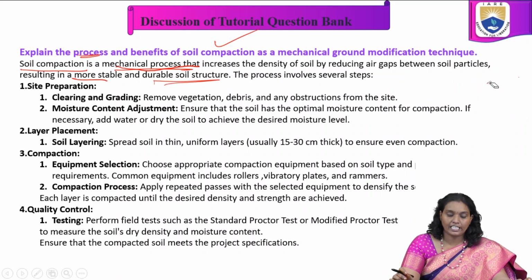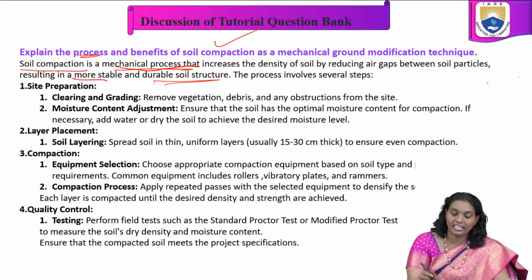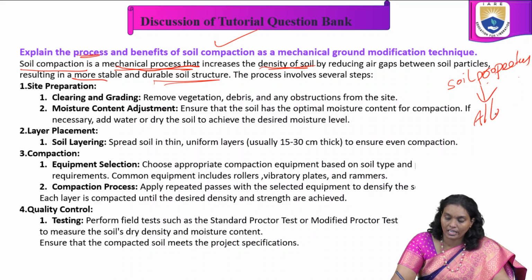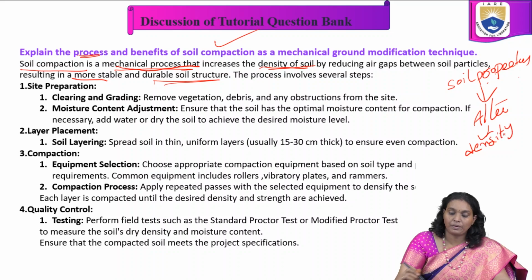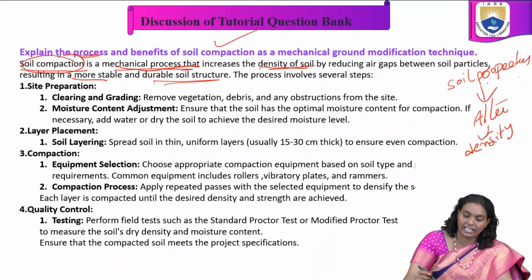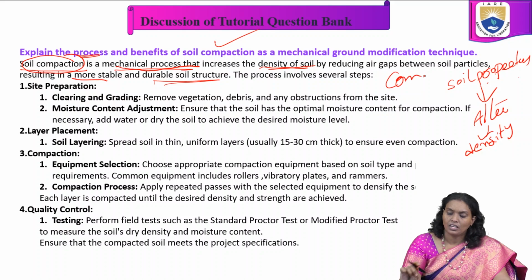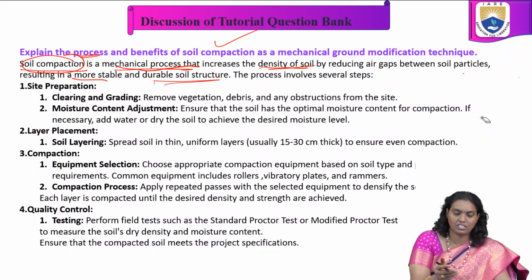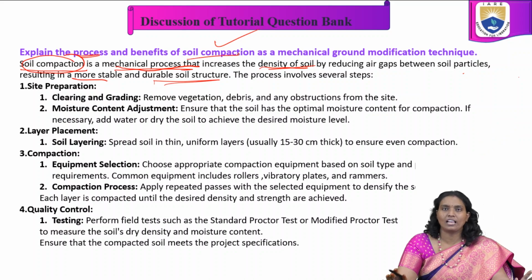Here, it is a mechanical process and it increases the density of the soil. So which type of soil property does it affect? Which property is going to be altered? That is density. As per this question, the density is increased using this compaction technique. In general, we should understand this not only from the compaction point of view: for any type of technique that may be mentioned, this is how we are going to answer the question.